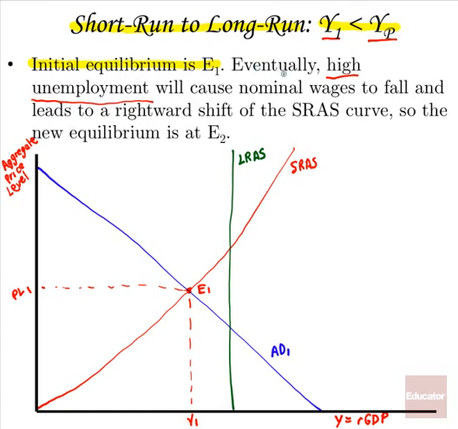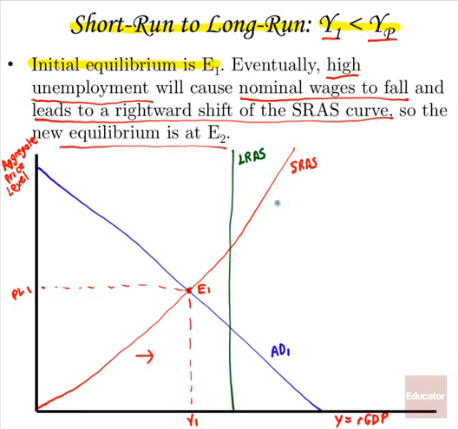Eventually, high unemployment will cause nominal wages to fall. People are without jobs, so they're going to accept lower wages, and lower wages means that employers are going to like this. It leads to a rightward shift of the SRAS curve. So the new equilibrium is at E2. SRAS with lower nominal wages shifts back to where YP, the potential output, is. And that's where E2 is.